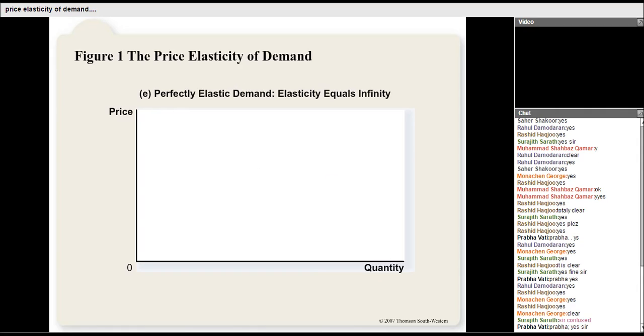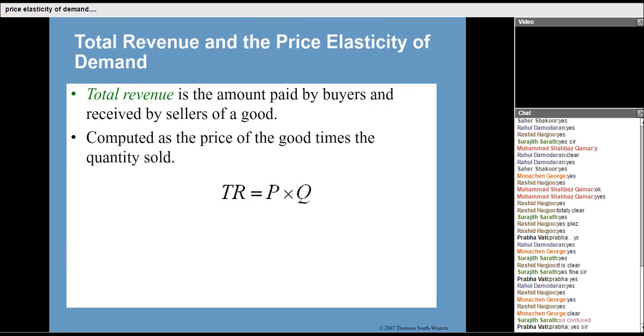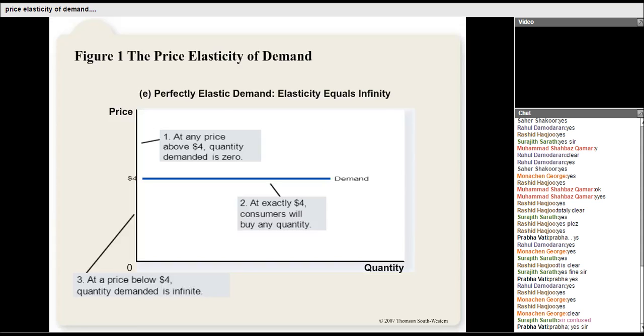Now let's see. Now we are going to see the price elasticity of demand, the perfectly elastic demand. Elastic demand, elasticity equals infinity. See how it happens. Look at this result. See what is exactly happening. See here, it is saying the perfectly elastic demand, elasticity equals infinity.